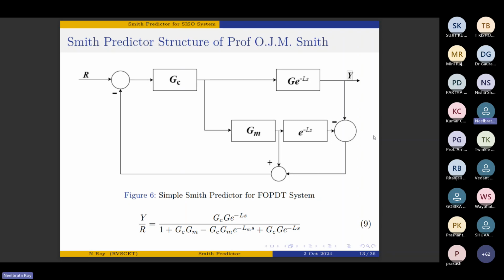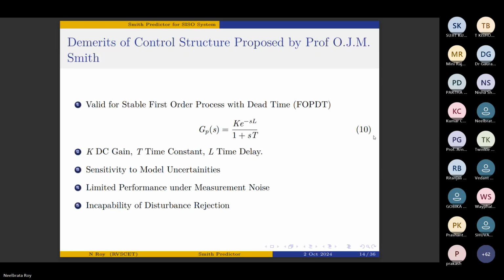But this structure is having some problems. The problem is that this proposed structure of Smith predictor was only designed for stable FOPDT systems. It was not valid for unstable FOPDT systems. It also has sensitivity to model uncertainties.